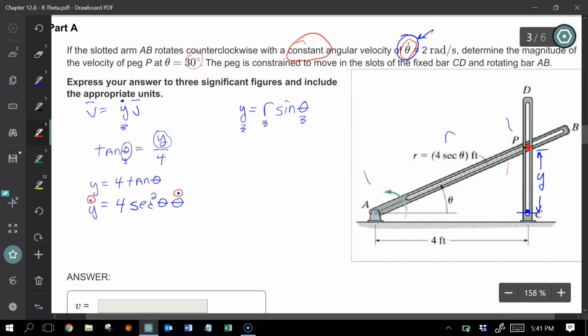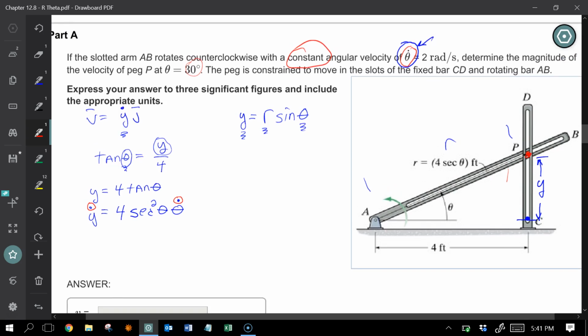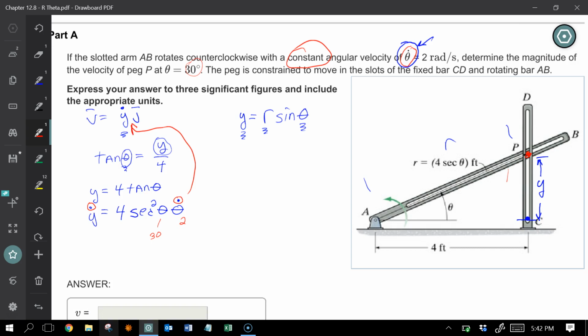Okay, so the velocity is this. You can just plug in. You know the angle theta is 30 degrees. So this guy here is 30. And this guy is 2. So you can take the secant, square it, multiply by 2, bingo, you got the y dot. Take that number, you put it in right there, and that gets you the velocity. If you want the magnitude, that is the magnitude, right? So you got that guy.